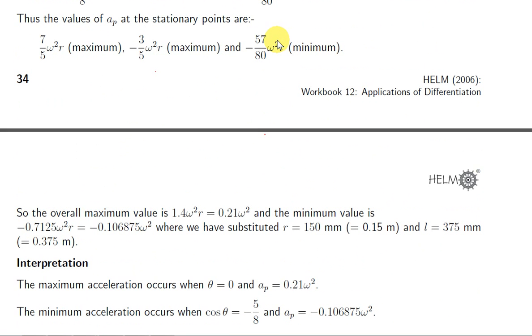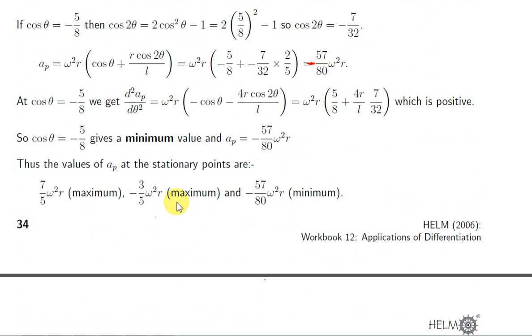Here are two other stationary values. Both of these are negative. So for the values of theta that give these accelerations, the piston is either moving to the right and slowing down, or it's moving to the left and speeding up. These values for the accelerations occur for values of theta that give cos theta equals -5/8.